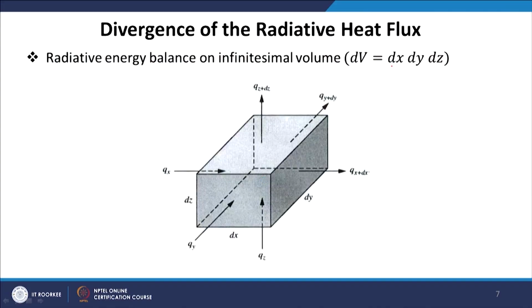So, we take a small volume element dV. The size of this volume is dx, dy, dz, so the total volume dV is equal to dx into dy into dz. The radiative energy enters this volume from 6 faces. Some amount of energy is absorbed within this volume and some amount of energy is emitted within this volume. So, we write an energy balance for this volume.